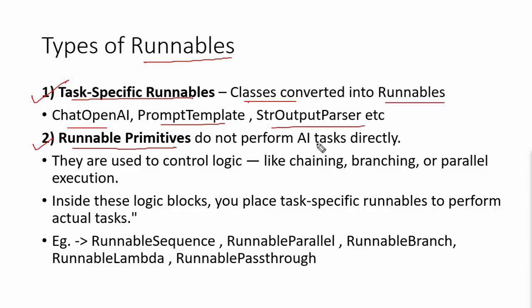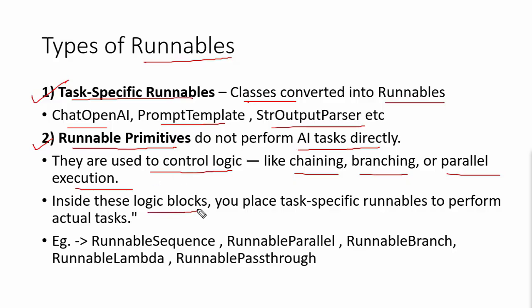These do not perform any AI task directly, but they can control the programming logic. Like, they can do chaining, like the chain I have already shown you how to build. They can do branching, and they can do parallel execution. All these concepts I will explain to you. These runnable primitives are used to build the logic, like branching, making if-else conditions, performing parallel executions, etc.